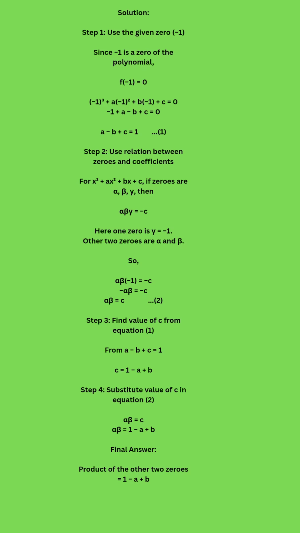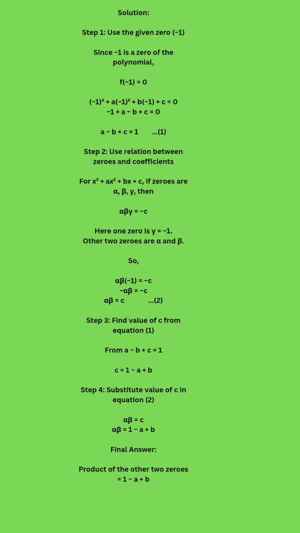The rule says, the product of all three zeros of a cubic polynomial is equal to minus c. Since the three zeros are alpha, beta, and minus 1, their product will be alpha multiplied by beta multiplied by minus 1. According to the rule, this is equal to minus c. So, minus alpha beta is equal to minus c.